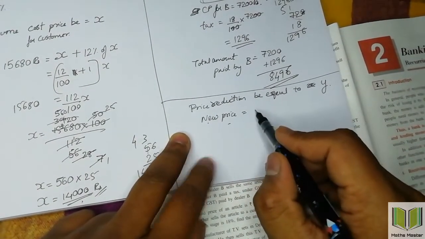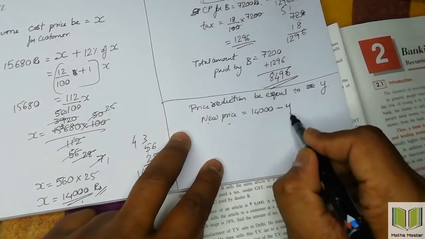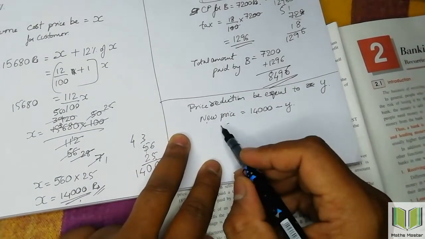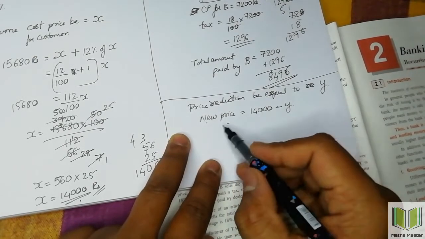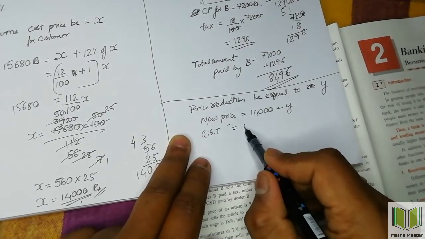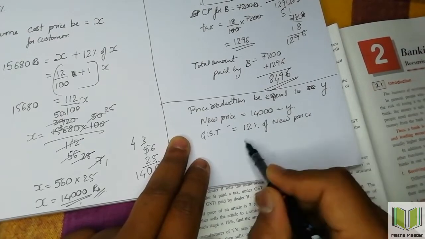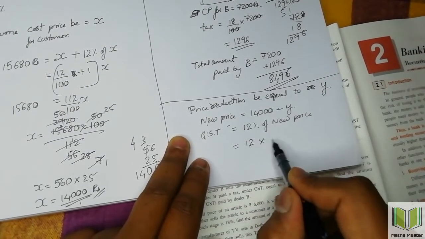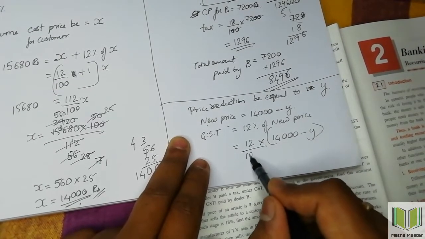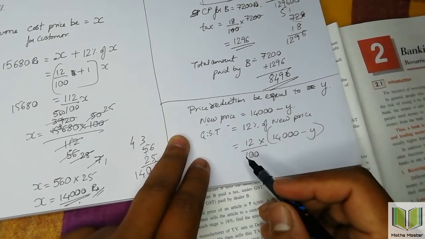If that is the case, the new price is equal to 14,000 minus Y. A certain amount is reduced from the MRP. GST on the new price will be equal to 12% of the new price, which is equal to 12 multiplied with 14,000 minus Y, divided by 100.